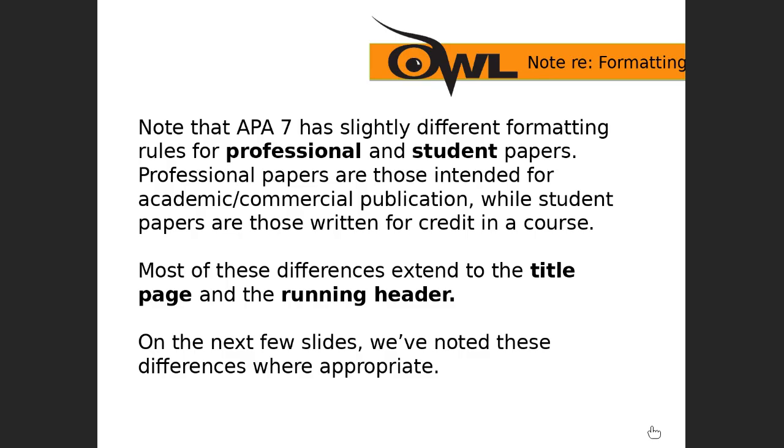This slide informs you that APA 7 distinguishes between professional and student papers in terms of paper formatting. So it notes that most of the differences extend only to the title page and the running header. When you are looking up anything from OWL or you're looking up anything from the APA 7th edition manual, we are going to be using the professional version, not the student version, for the final synthesis paper in this course. And that's important to note, because the header is used in the professional version and not in the student version.